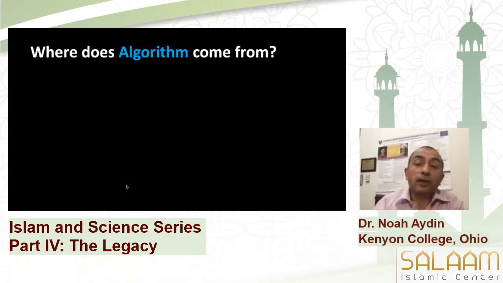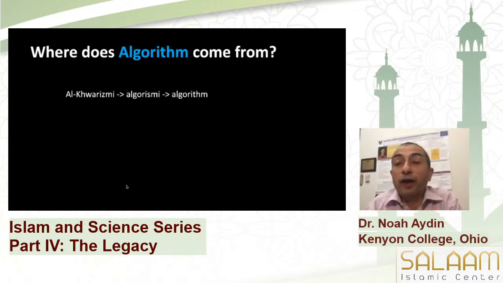By the way, the term algorithm comes from al-Khwarizmi's own name, as you can easily verify from any dictionary. Al-Khwarizmi became algorithm, which is, of course, one of the most important notions of modern science. We cannot really do anything with computers without algorithms.